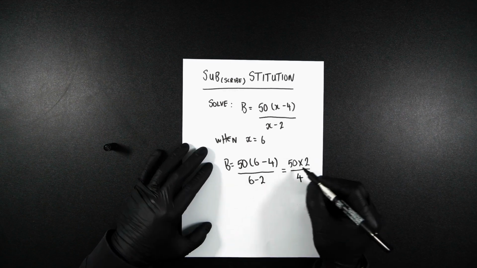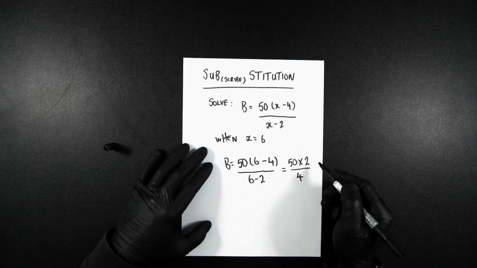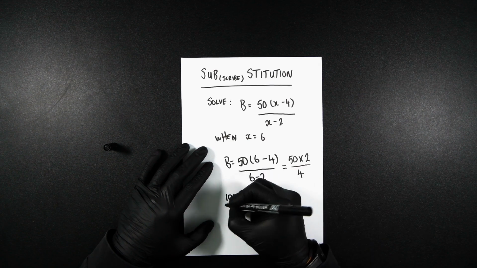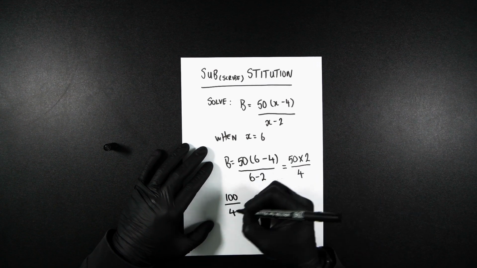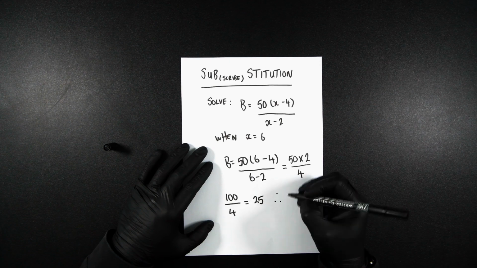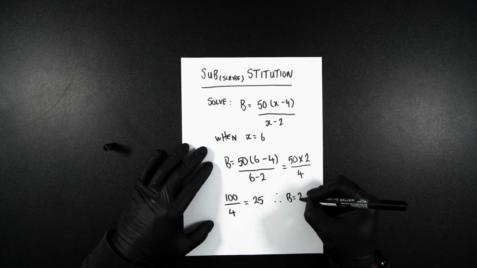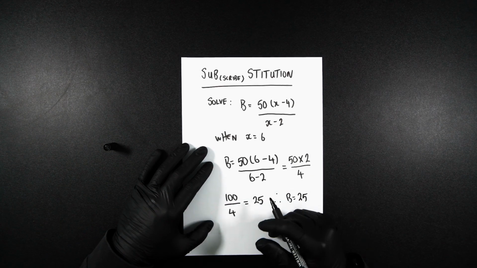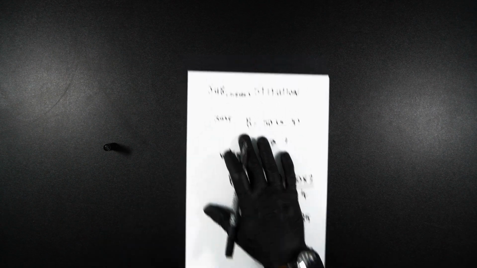Let's now just multiply the numerator, and that's 50 times 2, which is 100. And divide that by 4, which is going to mean that your answer is 25. So therefore, b would equal 25. However, you're never going to get a question that easy.